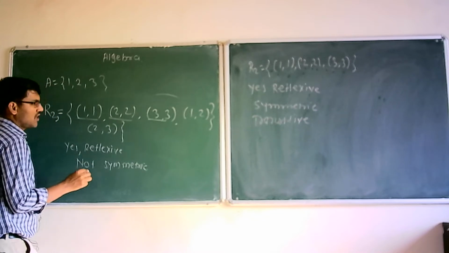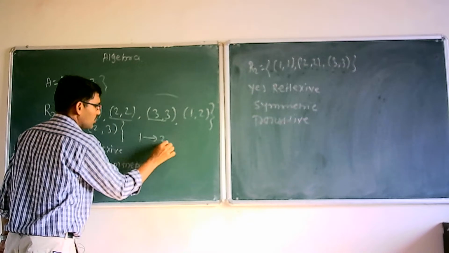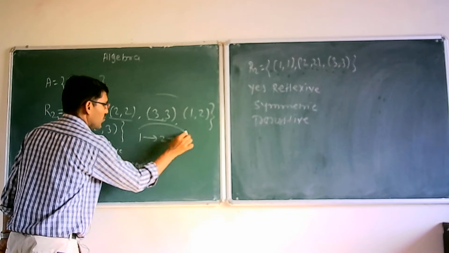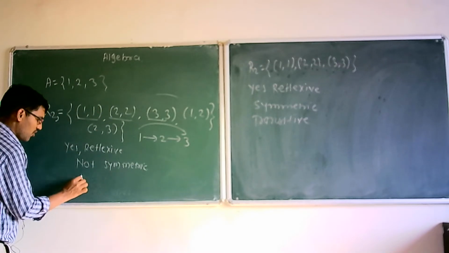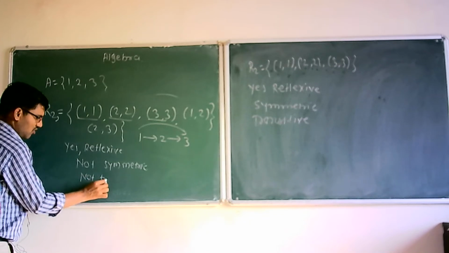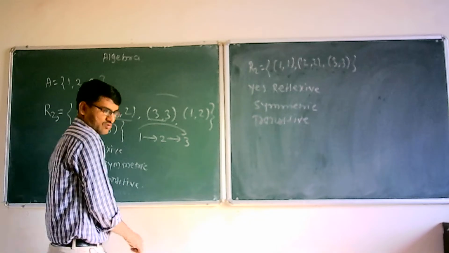And this is also not transitive, because 1 is related to 2, 2 is related to 3, but 1 is not related to 3. There is no pair (1,3), therefore not transitive. So hope you understand.